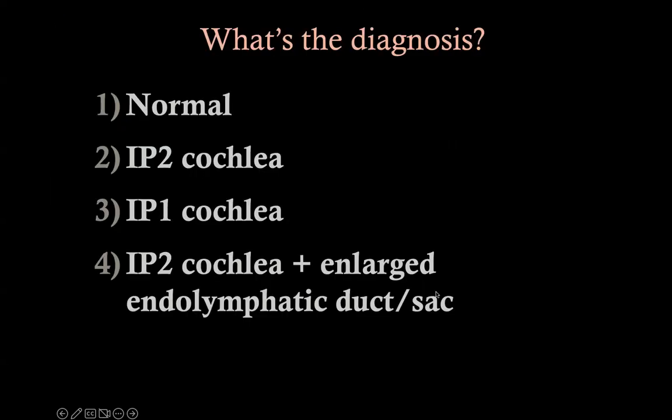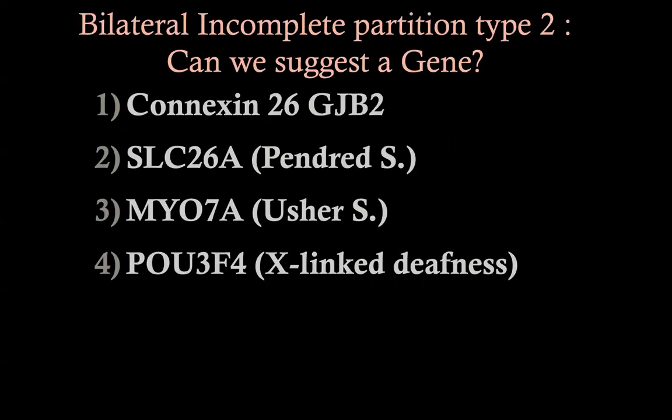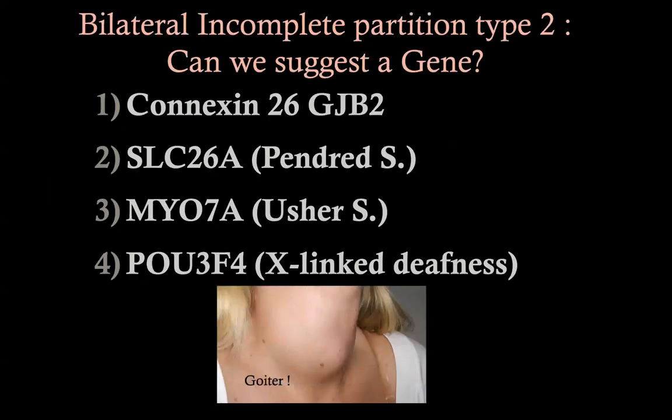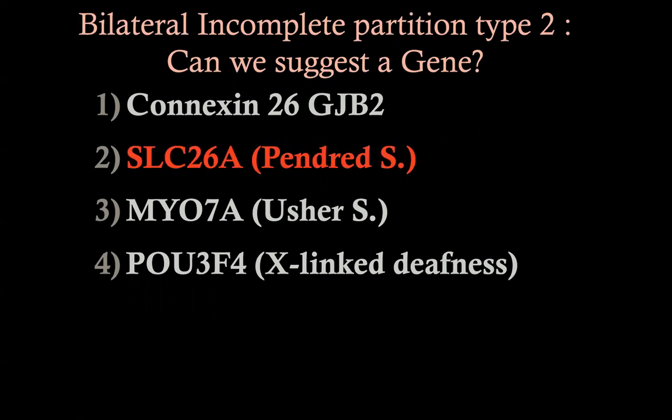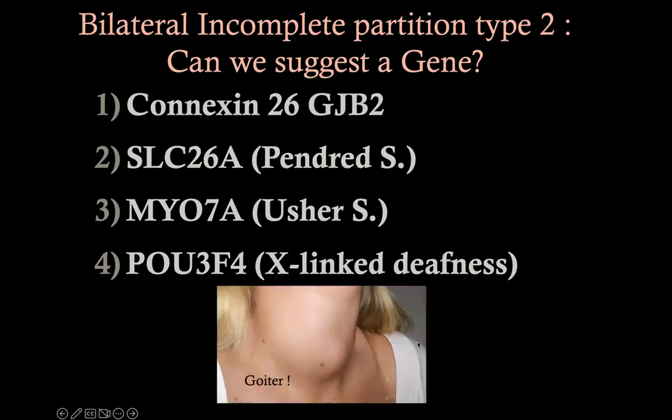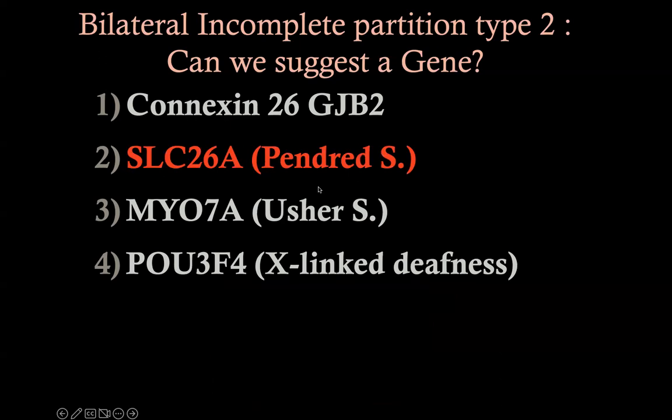Incomplete partition type 2 is typical of a specific syndrome that is called Pendred syndrome. And these patients will also have goiter, so thyroid problem. So if you have bilateral incomplete partition type 2 and thyroid problem, you know that this is this specific gene, SLC26. You don't need to remember that, but you see this is extremely specific for Pendred syndrome.